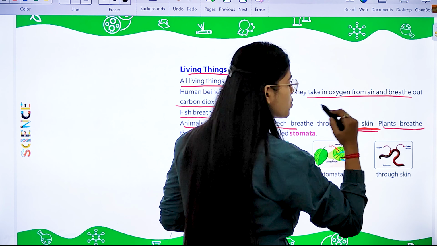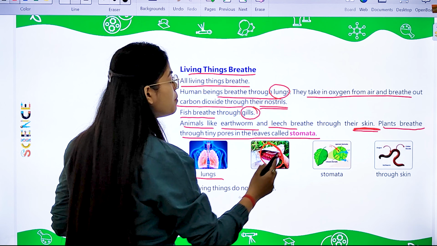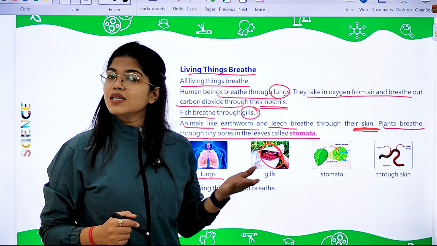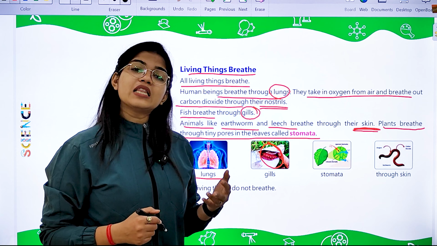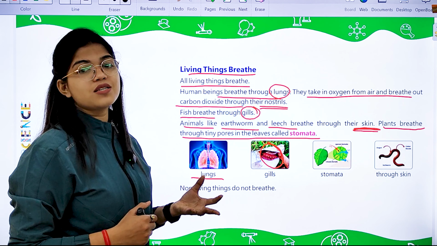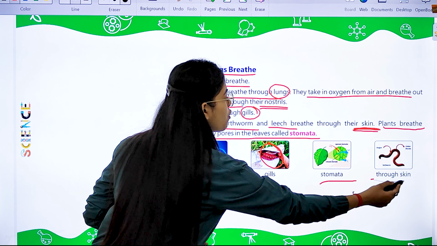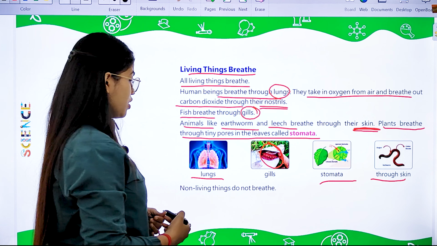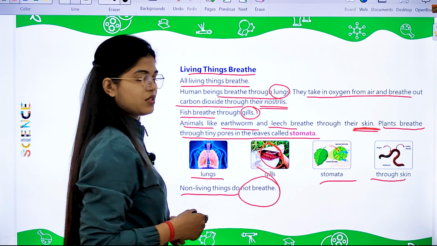Similarly, plants are also living beings. They also breathe, but they breathe through tiny pores. There are very tiny pores present on the underside surface of the leaves known as stomata. And these stomata help the plants to breathe, or for gaseous exchange. These are the stomata, and these are the worms that breathe through their skin. But in contrast, non-living things do not breathe.